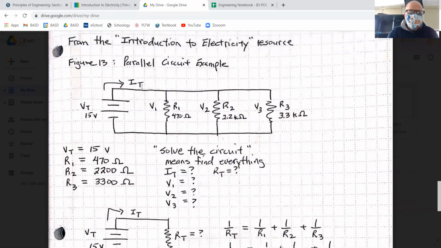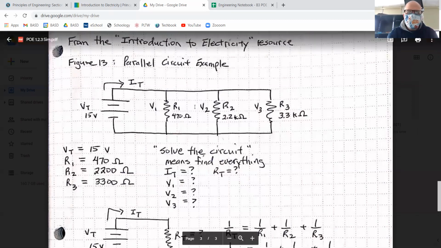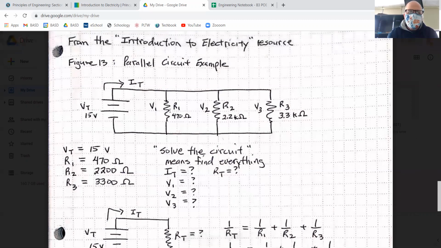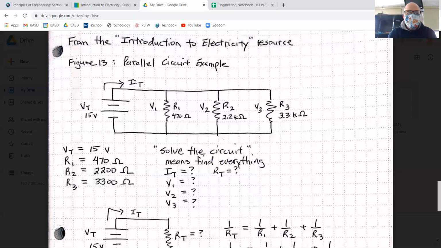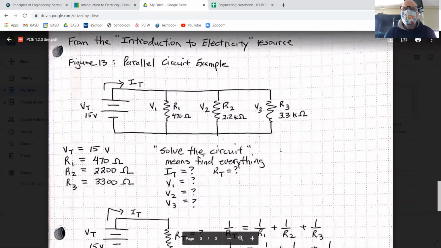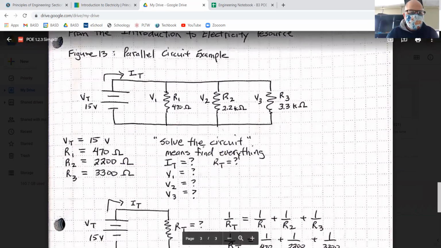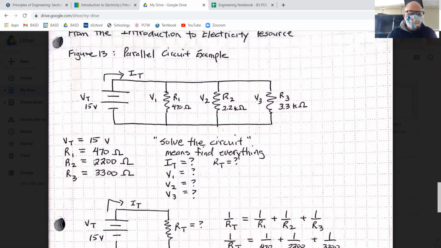That'll be an issue. So you've got voltage, voltage, voltage, voltage, 4 voltages. You have resistance, resistance, resistance, 3 resistances. You've got a current, but it turns out that there's a lot more to it than just those things. I wrote down the given here. V sub T, R sub 1, R sub 2, R sub 3, 15 volts, 470 ohms. Notice I changed the kilo ohms to just straight up ohms because I don't want to forget about those values. 2200 and 3300 for those two values.